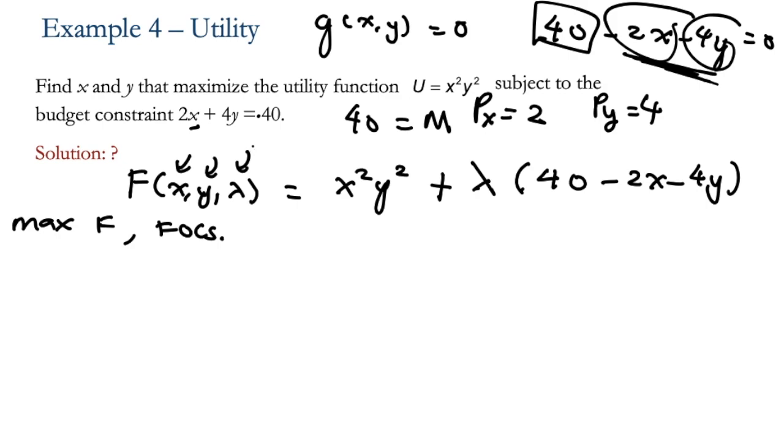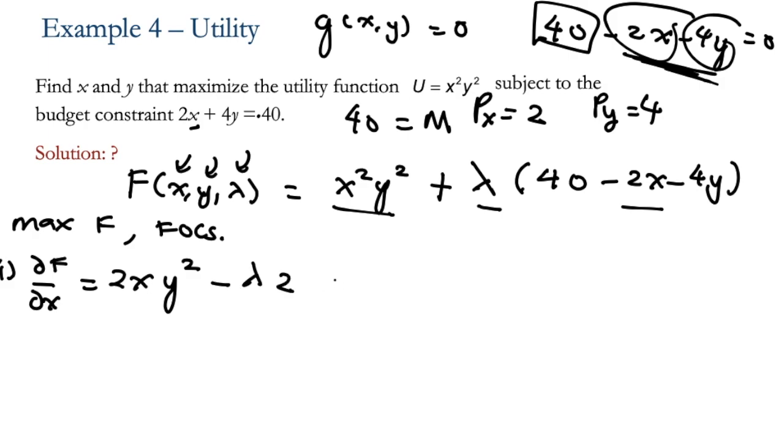We must do 3 times. So that means we have 3 first order conditions. The first one is delta f over delta x. So here you differentiate this, it becomes 2xy squared, and then you differentiate lambda and minus 2x, it becomes minus lambda 2. Don't forget to equate it to 0 because it is a maximization process, first order condition.